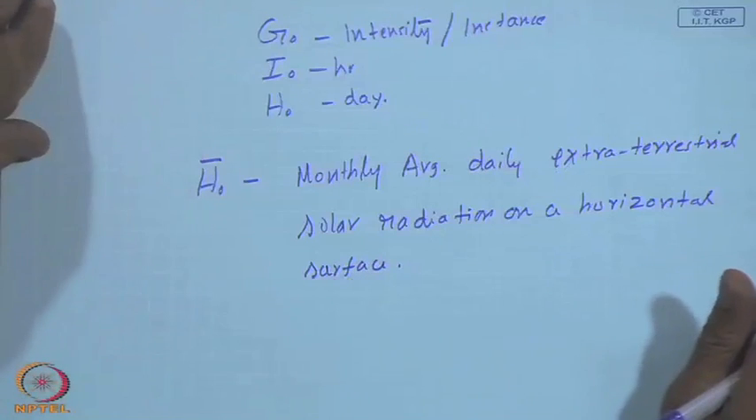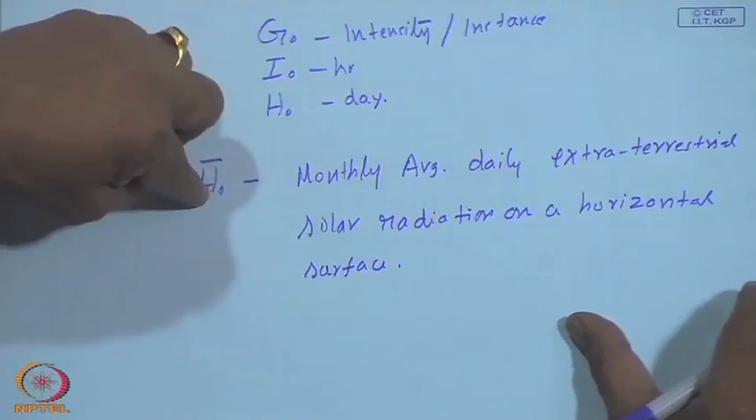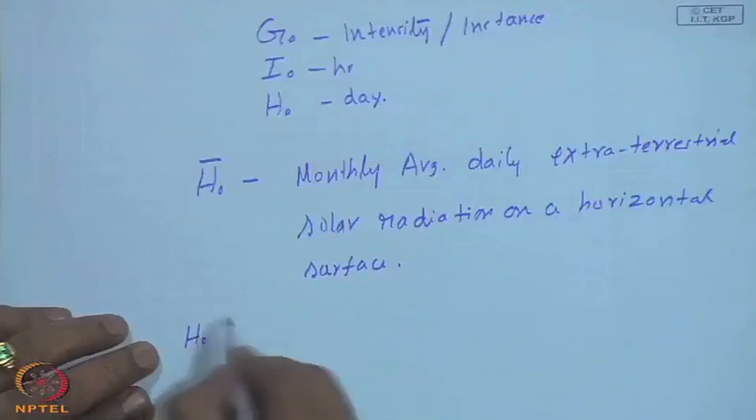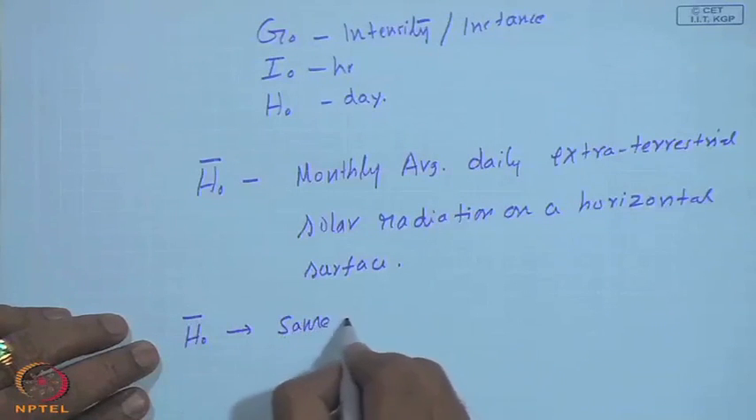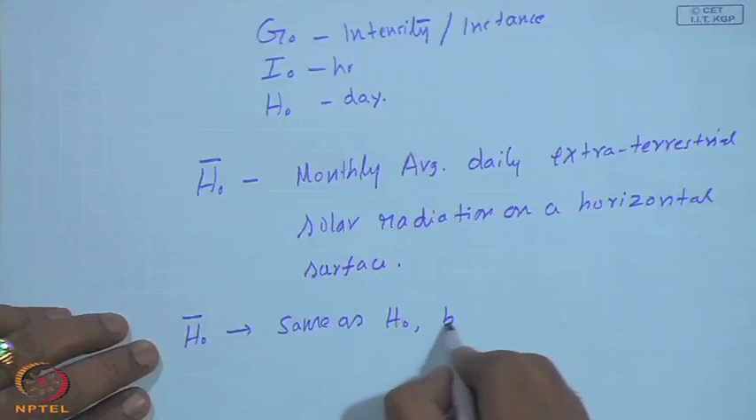So, generally these bars are all averages, and the zeros are extraterrestrial. If there is a tilt, it is there; if it is not there, it is on a horizontal surface. That is how we will later on distinguish. And this H 0 bar, I will make it simple, same as H 0.